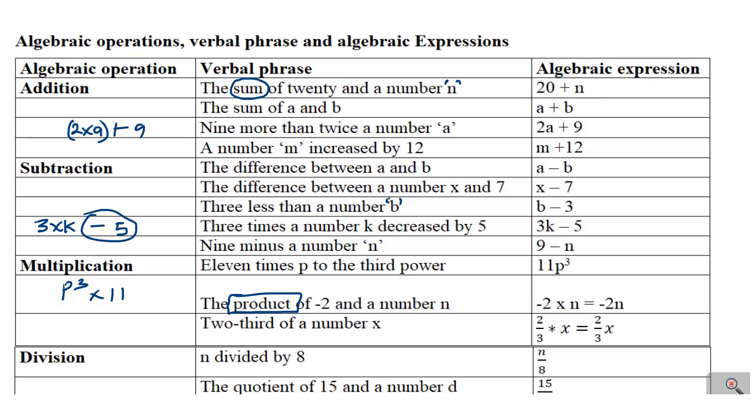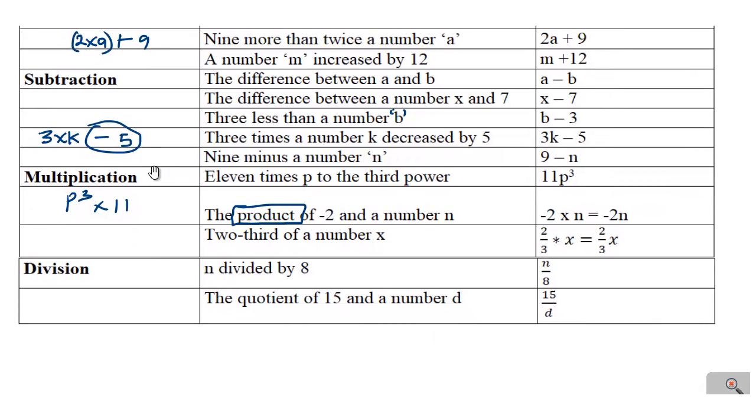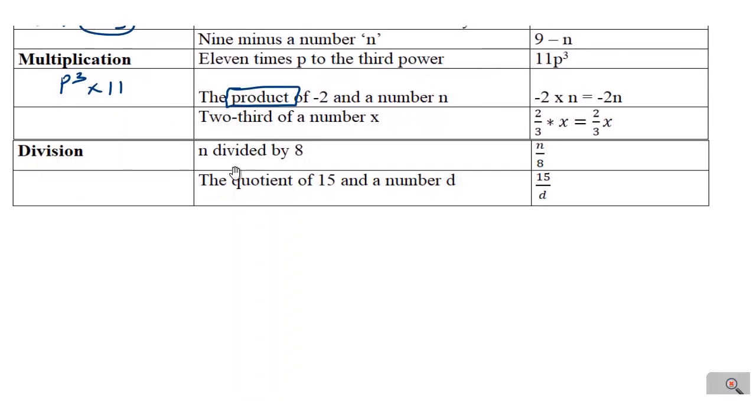Then lastly, let's go to division. Let me scroll it up. So for division, n divided by 8 is n/8. Then the quotient of 15 and a number d. So when you see the word quotient, that is the numerator of that particular variable or number, as it were. So before I proceed, I want to give a recall.